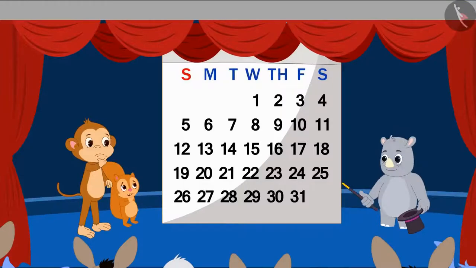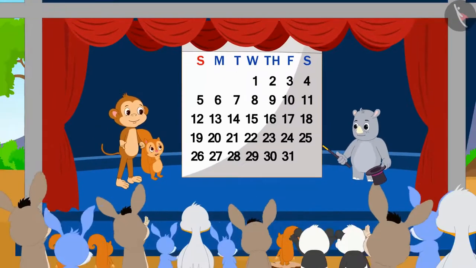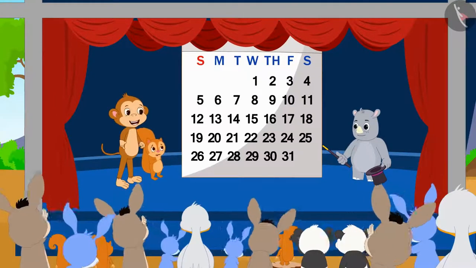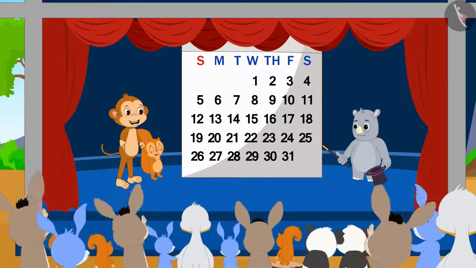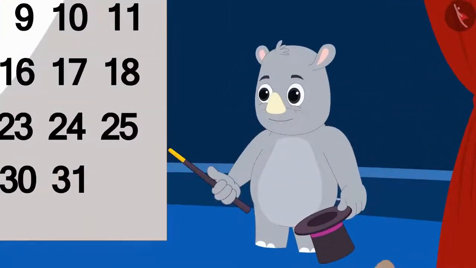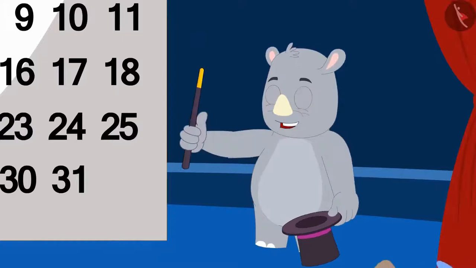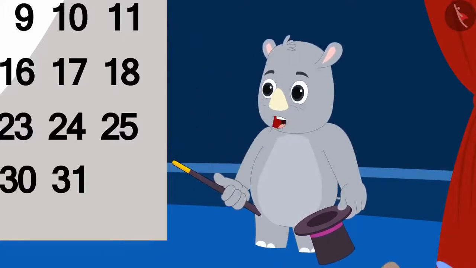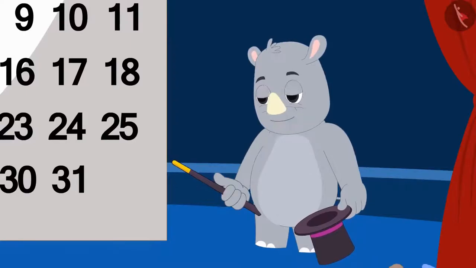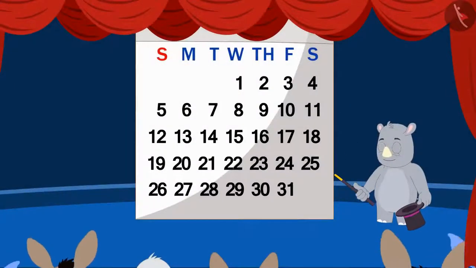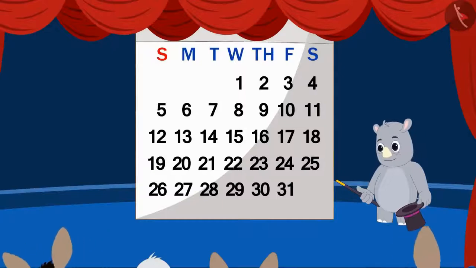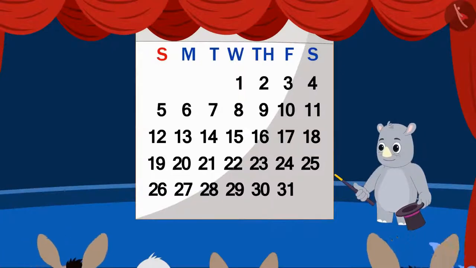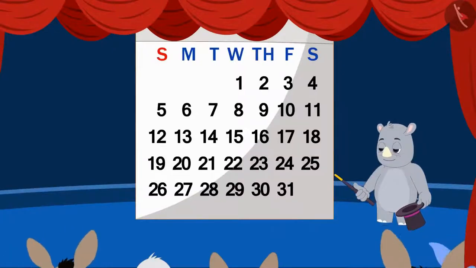Chanda and Babban were shocked and all the audience started clapping loudly. Gaggu told the audience that they could try this magic by choosing any date in the calendar. Come, let's see what more magic Gaggu is showing on the calendar now.